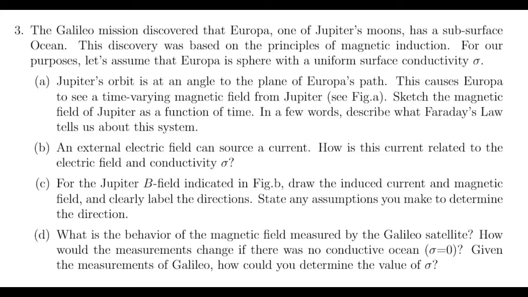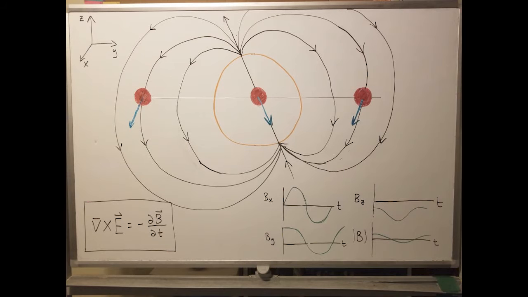Because Jupiter's orbit is at an angle to the plane of Europa's path, this causes Europa to see a time-varying magnetic field from Jupiter. Here we see a sketch of the magnetic field of Jupiter and its moon Europa at different points in its orbit. As we can see on the left side, the magnetic field is pointing away from Jupiter, and on the right side, it's pointing towards Jupiter.